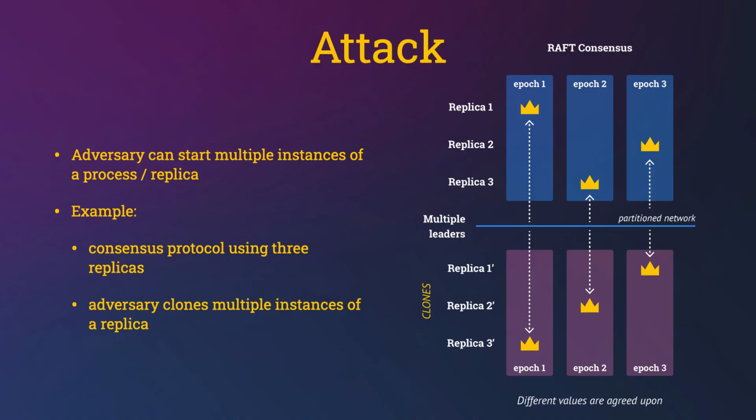And say the adversary also does a network partition so that the blue replicas and the pinkish replicas cannot talk to each other. So that means we might have 2 different leaders in the same epoch, and that means that Raft would be able to decide different values in the different clones. And then the first replicas versus the clone replicas, they might decide different things.